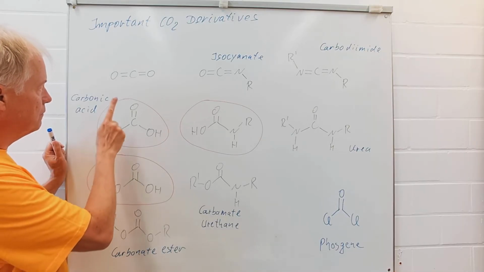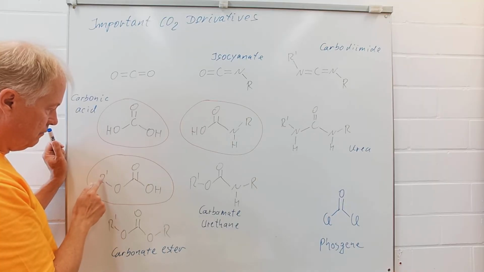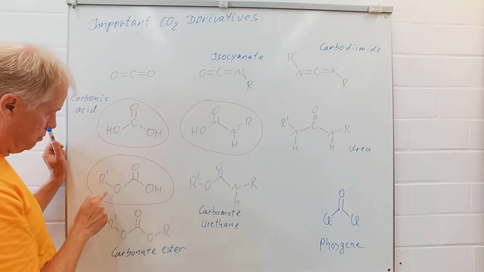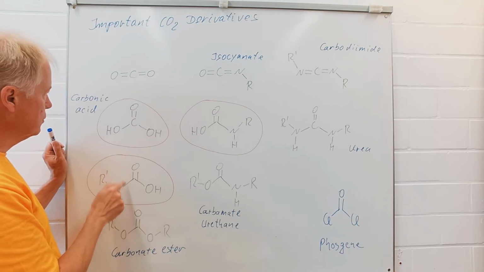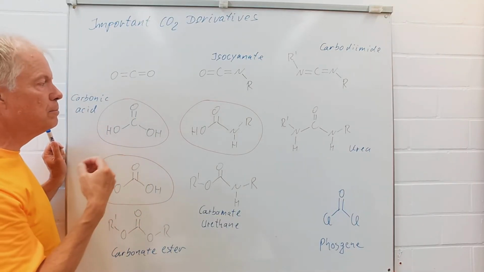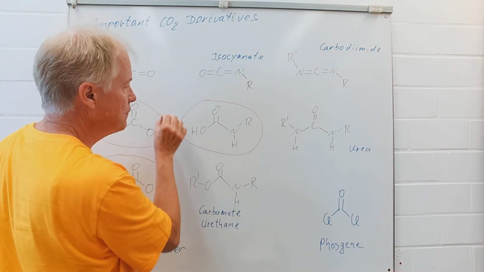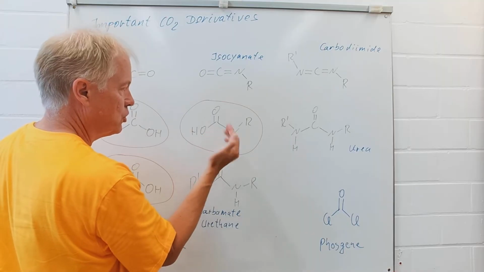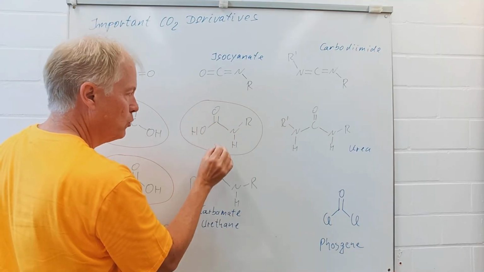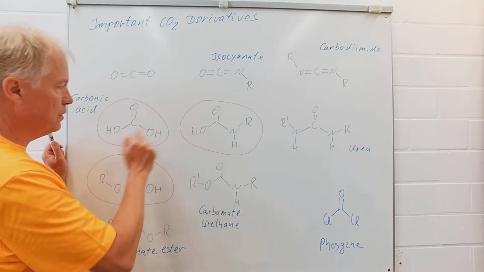So, if we add an alcohol, then we would get to the monoester of the carbonic acid. And if we add an amine to carbon dioxide, then in equilibrium such a monoamide of the carbonic acid will be formed.